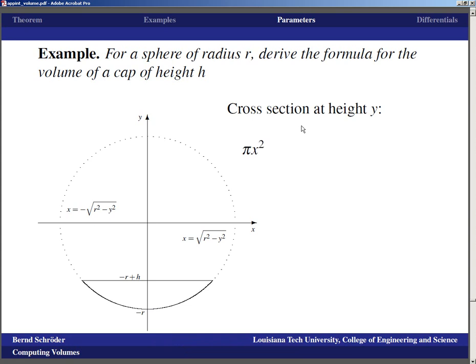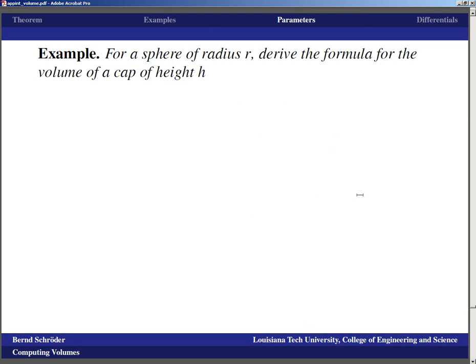And so now a cross section at height y would have area pi times x squared. And we know that x is square root r squared minus y squared. So the area will be pi times square root r squared minus y squared, squared. And when you square that out, you get pi times r squared minus y squared. And so that means that now, if we integrate from the bottom to the top, cross-sectional area dy, the integral will go from negative r to negative r plus h, because it's supposed to have height h, of pi times r squared minus y squared dy.